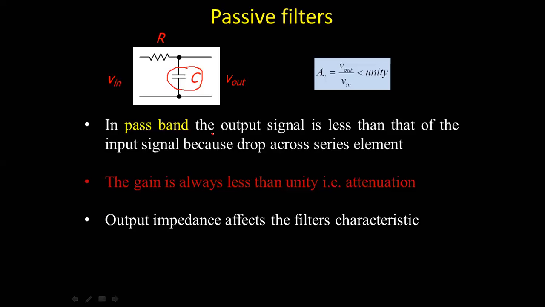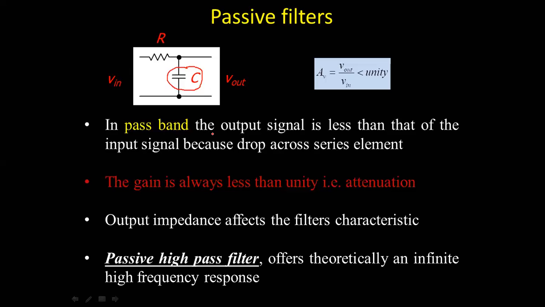Again, if you exchange the components C and R, it becomes the high pass filter. This passive high pass filter offers theoretically an infinite high frequency response. Now if I exchange this C and R, we are generating a high pass circuit. Just see the response of the high pass filter circuit. If I draw, this is the F, and this is the gain, the Y axis is the gain.